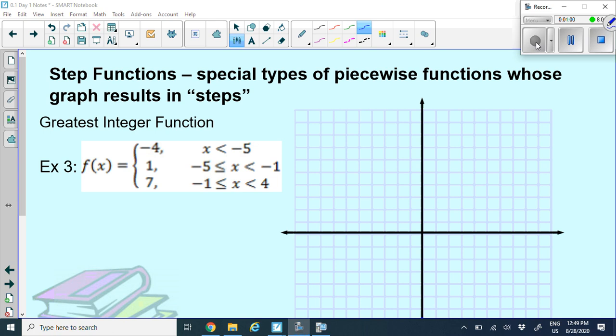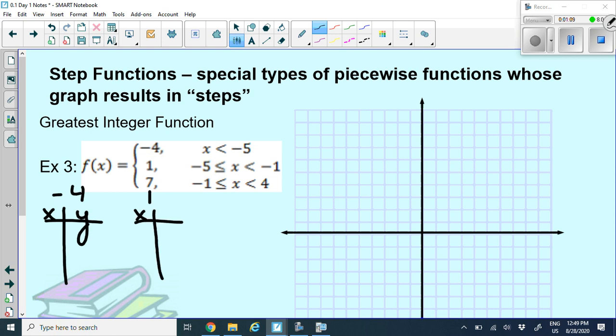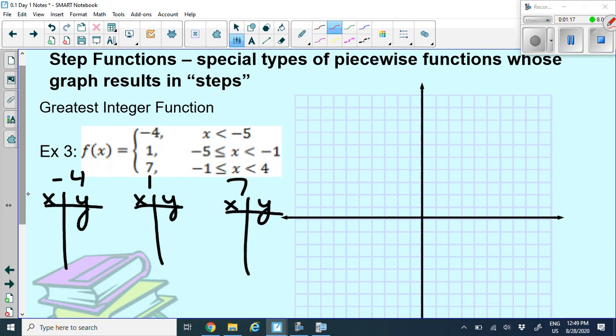Okay, so I have an XY table for -4. I have it for 1. And I have it for 7. Now, just like we did before, we always start at the restriction when we are filling in our XY table. Our restriction for the -4 is x is less than -5. We need to start at -5.